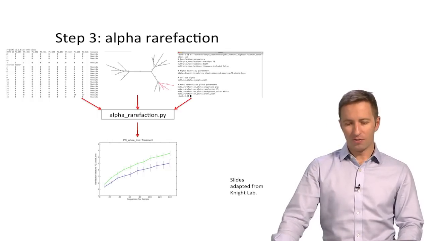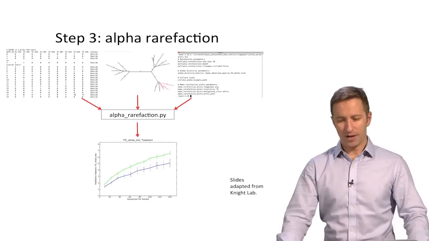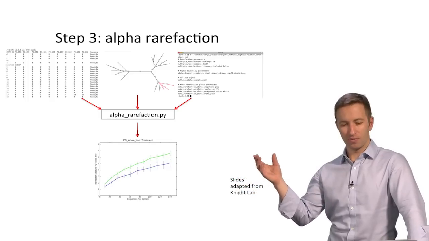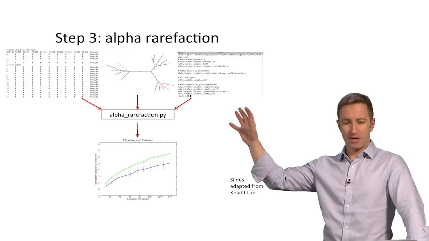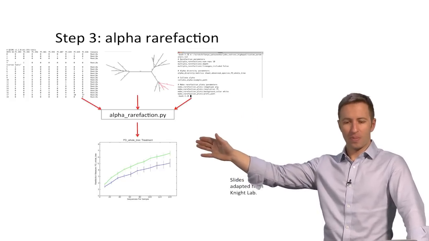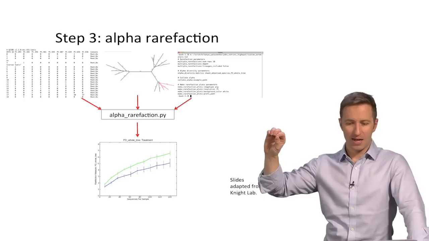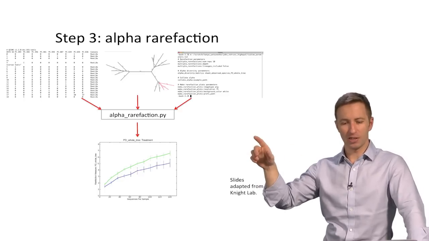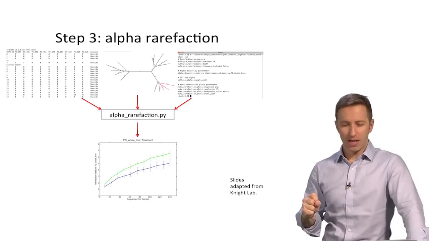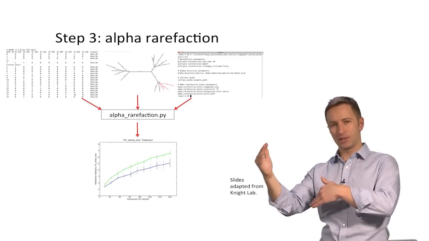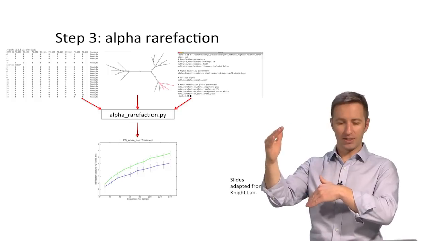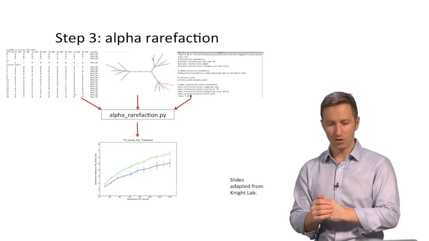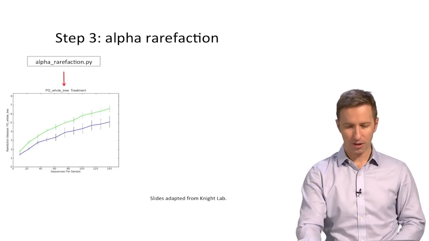Here's an example of alpha diversity where you would use this script alpha rarefaction, or this could be part of the core diversity analysis. You would pass in an OTU table. You might pass in a phylogeny, because some alpha diversity measures use phylogenies. And then you can get out these nice plots that show you if the diversity is different between, say, different treatment groups. And so we'll be going into all the details of how that works later on.